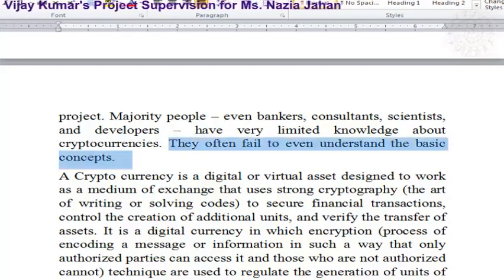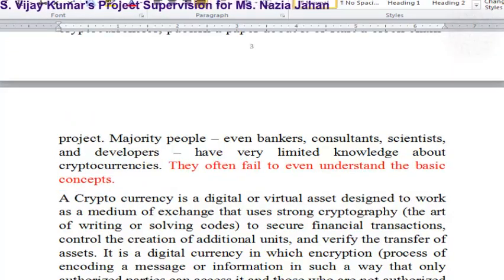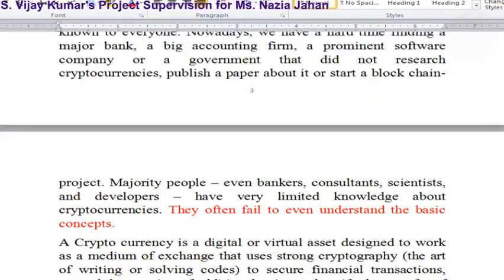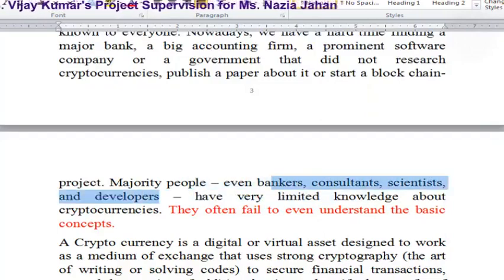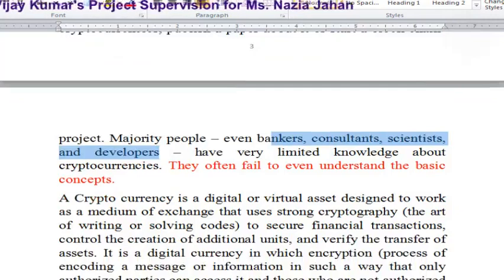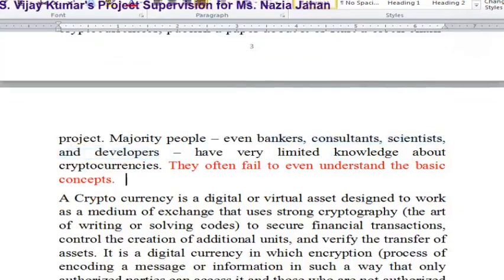You should not write all this. Now this is nonsense, no? You should not really criticize the people like that. See, a teacher can criticize a student, but you are not their teacher and they are not your students, right? Majority of the people like bankers, consultants, scientists, you are criticizing them unnecessarily. They have not shown their work to you, no? So better avoid this sentence, okay?